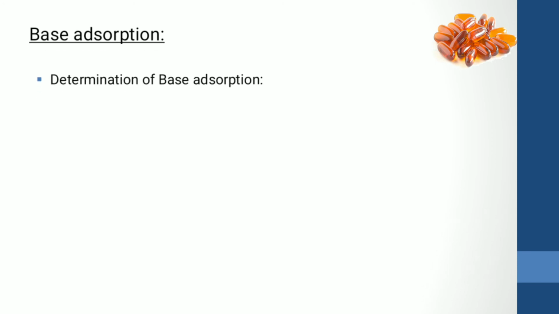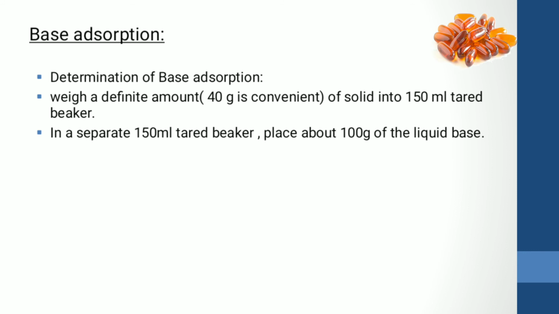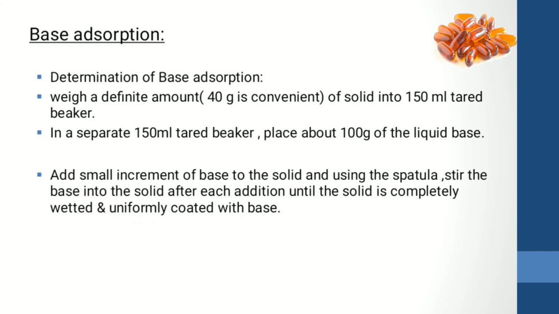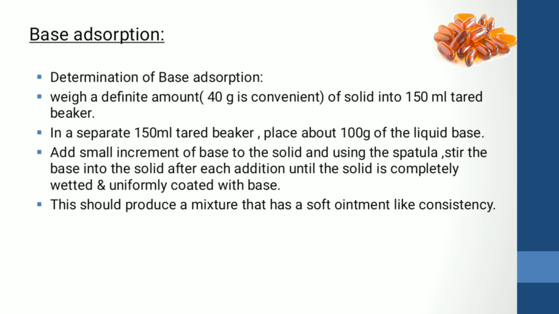Then further, let's talk about determination of base adsorption. So weigh a definite amount, say 40 gram is convenient, of solid into a 150 ml tared beaker. Then in a separate 150 ml tared beaker, place about 100 gram of liquid base. Add a small increment of base to solid and use the spatula. Stir the base into the solid after each addition until the solid is completely wetted and uniformly coated with base. This should produce a mixture that has a soft ointment-like consistency.